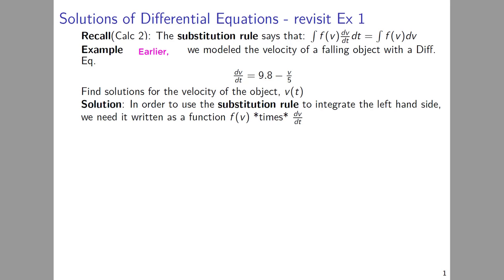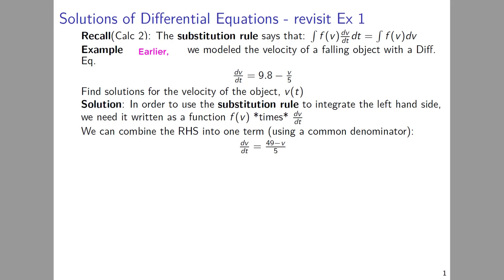And in order to use the substitution rule to integrate the left-hand side, we need to write it as a function f of v times dv/dt. So we can't simply add v over 5 to both sides. What we want to do is combine the right-hand side into one term, using a common denominator. Doing this, we'll rewrite the right-hand side as (49 minus v) over 5 by multiplying 9.8 by 5 over 5.